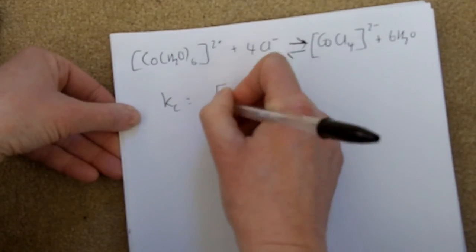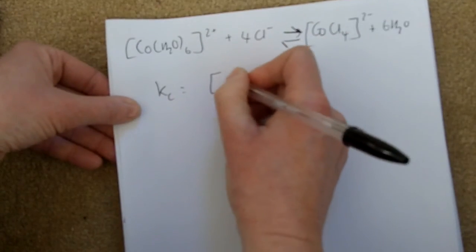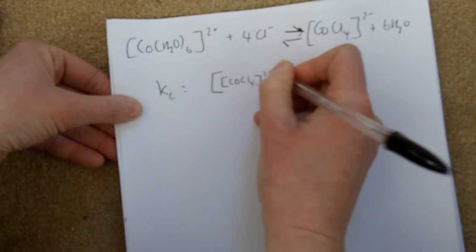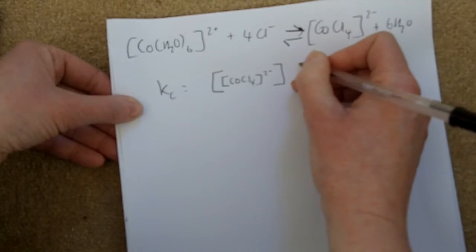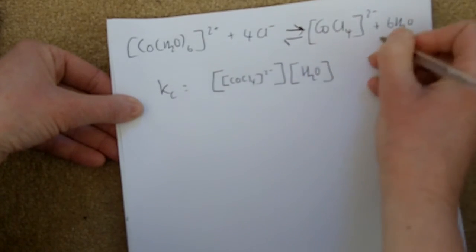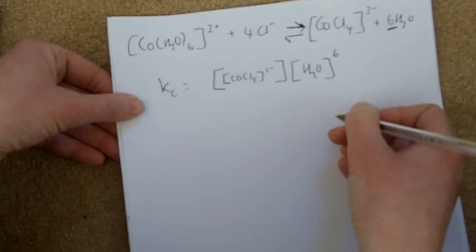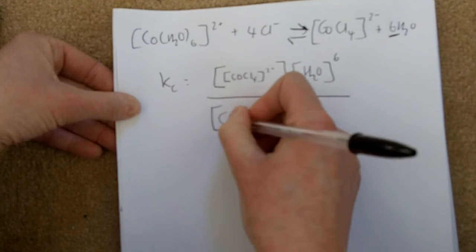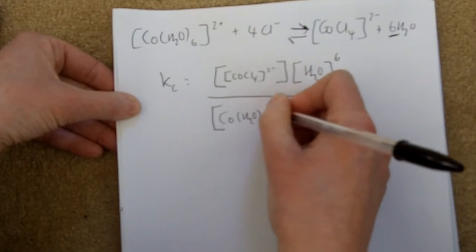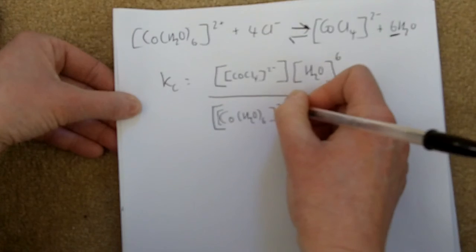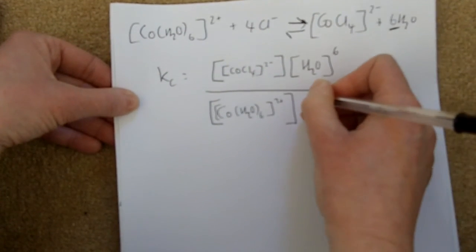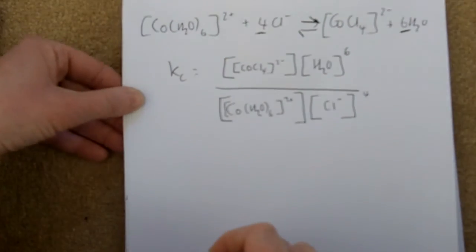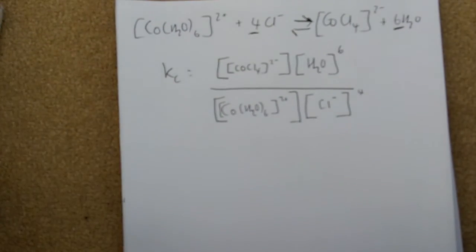All right, Kc equals the concentration, now be careful, concentration of your complex ion times the concentration of water to the power 6 over the concentration of the reactants, in square brackets, concentration of chloride to the power 4. Okay, so that's Kc. Be really careful with your square brackets.